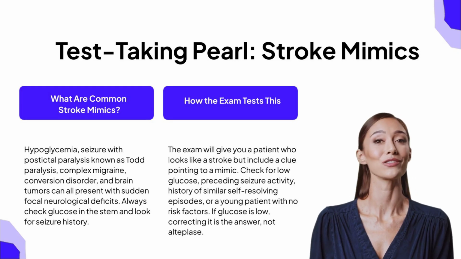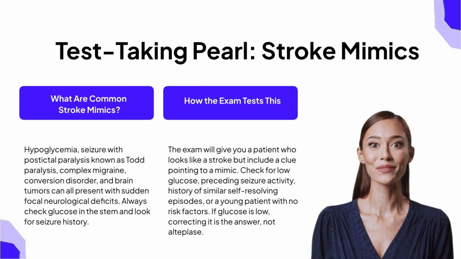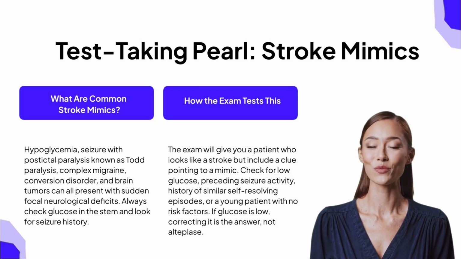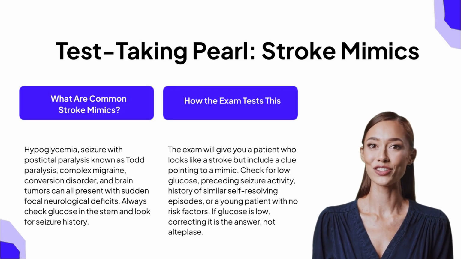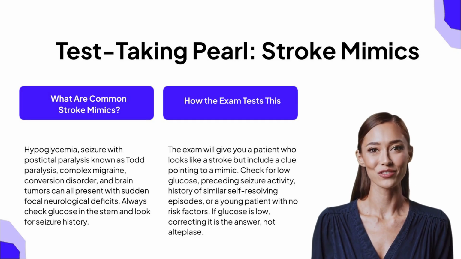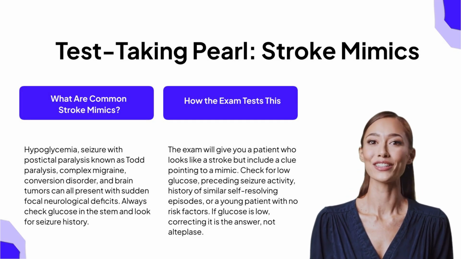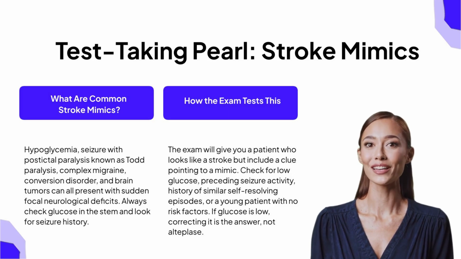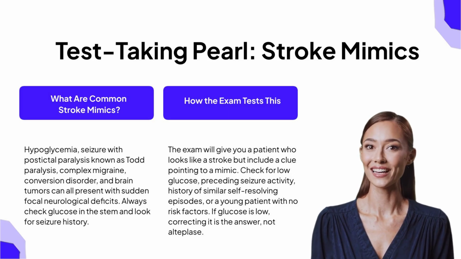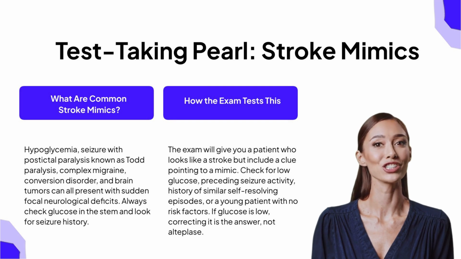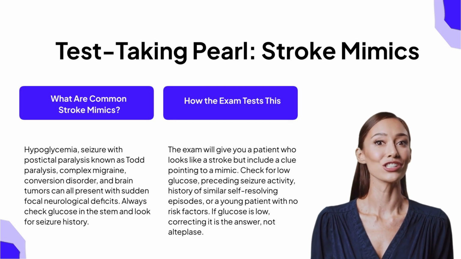Todd paralysis after a seizure is another classic. The patient had a seizure and now has one-sided weakness, but it will resolve on its own. Complex migraine can cause temporary focal deficits with aura, and conversion disorder presents with deficits that do not follow anatomical patterns. The test-taking pearl is this. Always check glucose first and look for a seizure history.